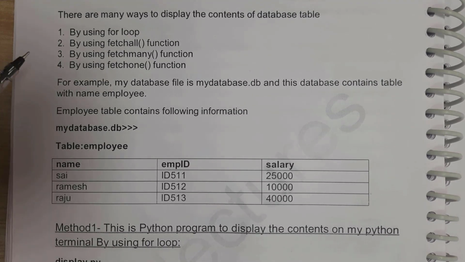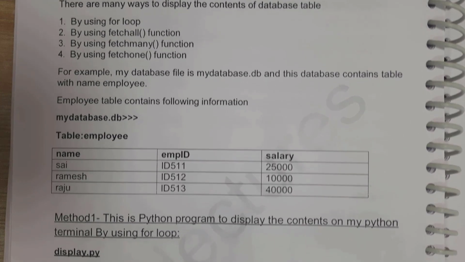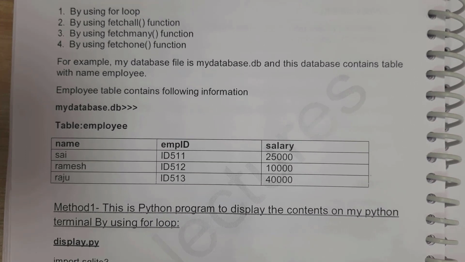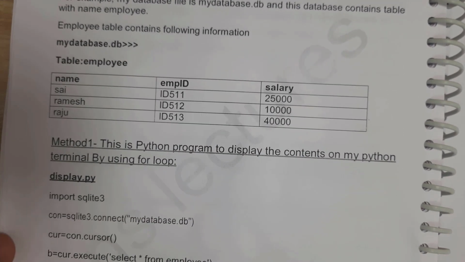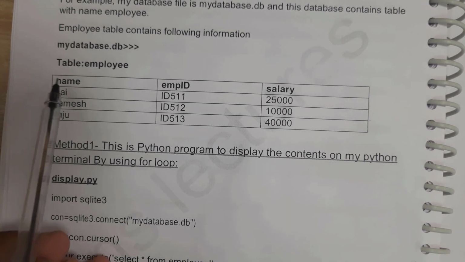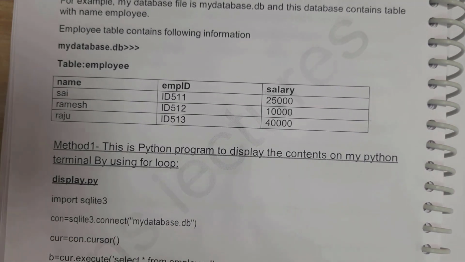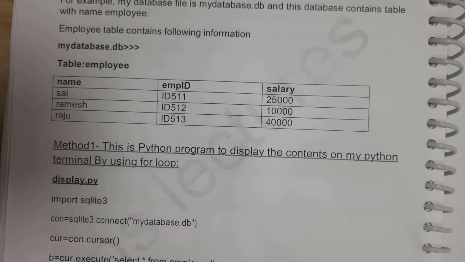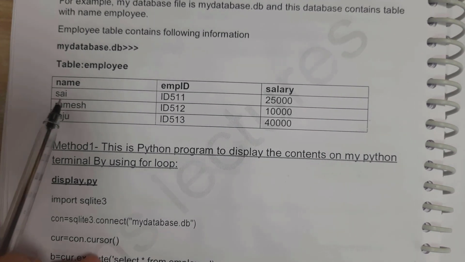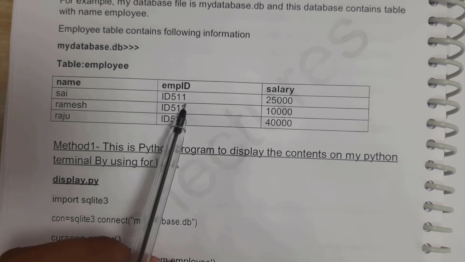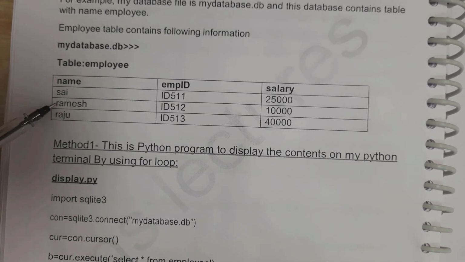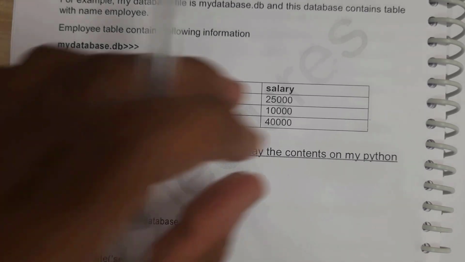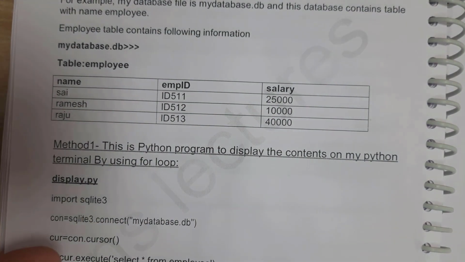I will give an example. For example, my database name is mydatabase and my database contains a table. The table name is employee, and the employee table contains 3 columns. They are name, employee ID and salary. Inside this, it contains data of 3 employees. One employee name is Sai, ID is 511 and salary is 25,000. Similarly, another employee Ramesh and another employee Raju. Now I want to see this data in my output.